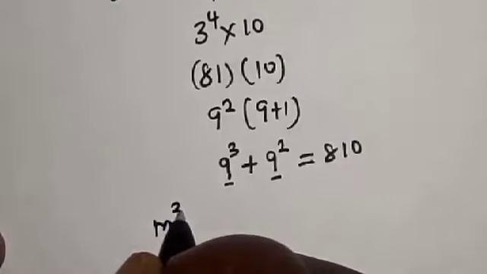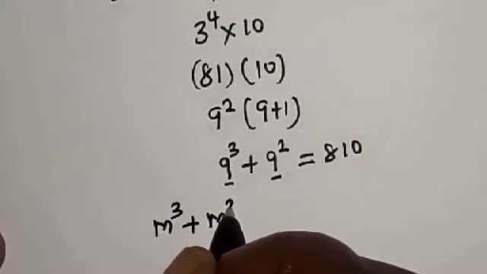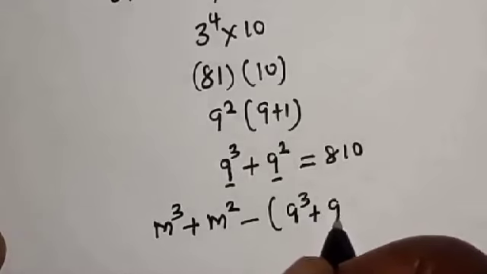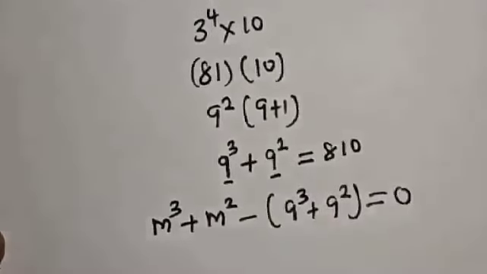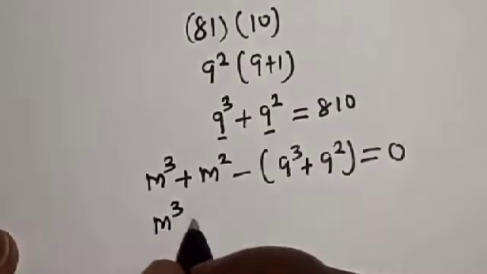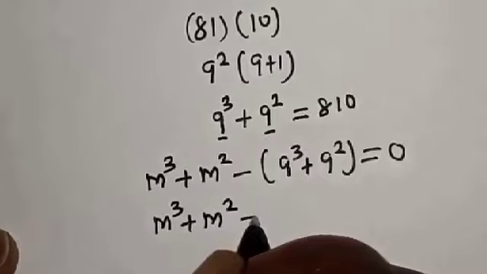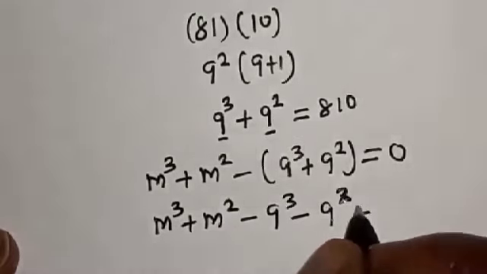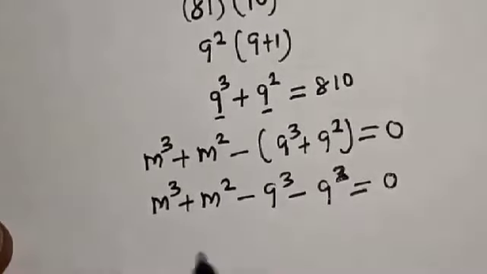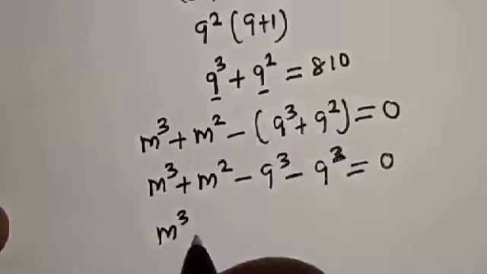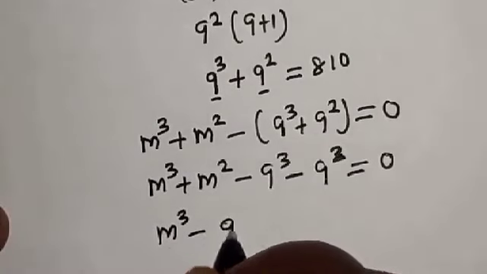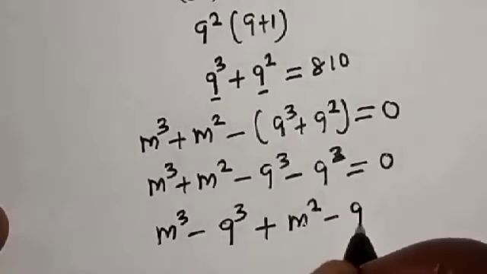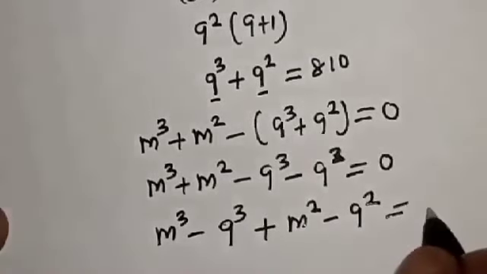m raised to power 3 plus m squared minus 9 raised to power 3 plus 9 squared is equal to 0. m raised to power 3 plus m squared minus 9 raised to power 3 minus 9 squared is equal to 0. Now let's compare m raised to power 3 minus 9 raised to power 3, then plus m squared minus 9 squared, this is equal to 0.